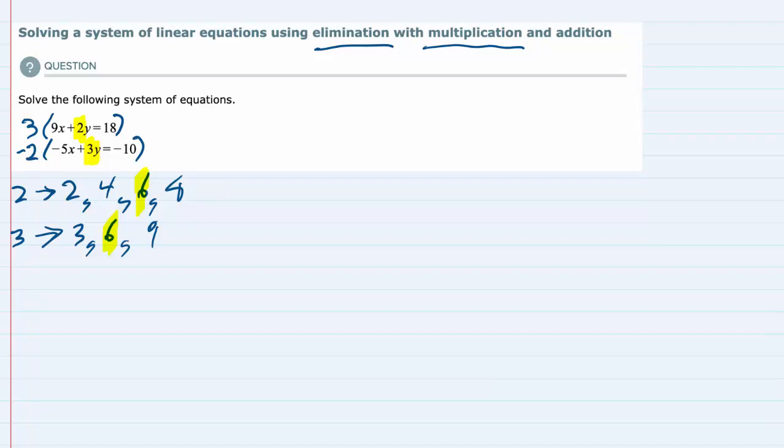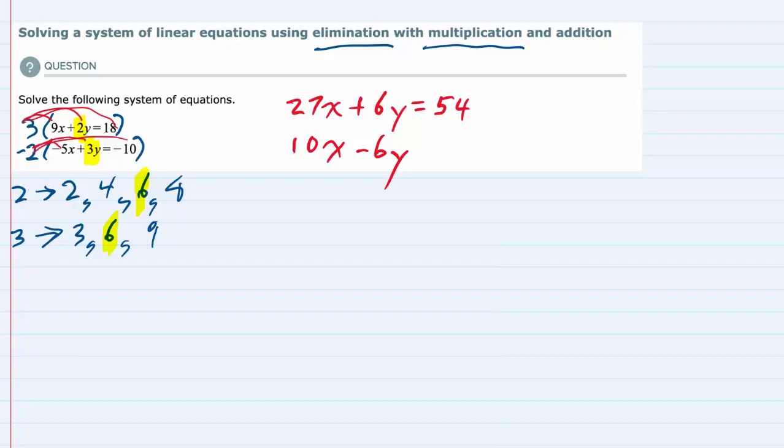Now, distributing the 3 on the top, 3 times 9x gives us 27x. 3 times the 2y gives us a 6y. 3 times the 18 gives us a 54. Doing the same thing on the bottom, negative 2 times negative 5x gives us a positive 10x. Negative 2 times 3y gives us a minus 6y. And negative 2 times negative 10 gives us a 20.